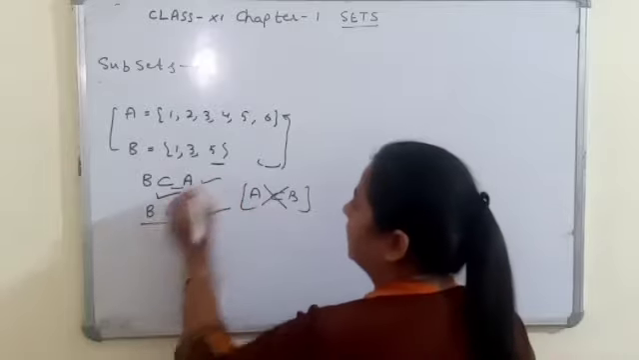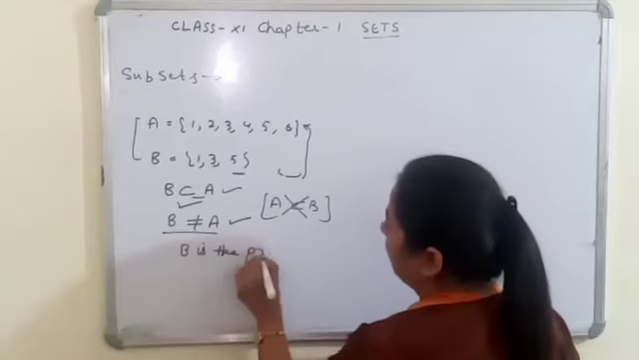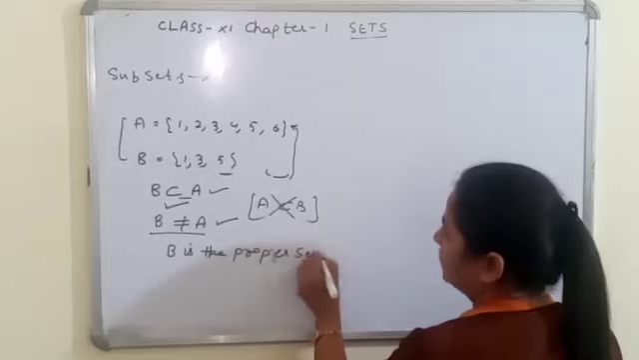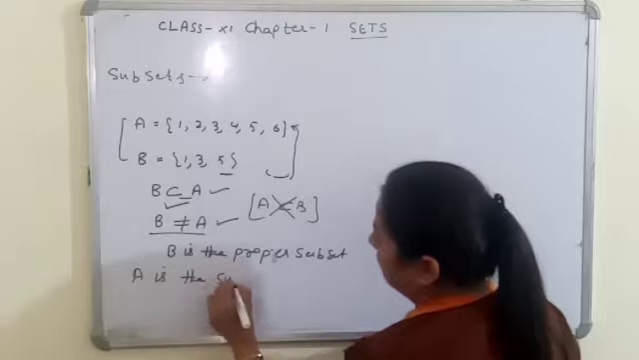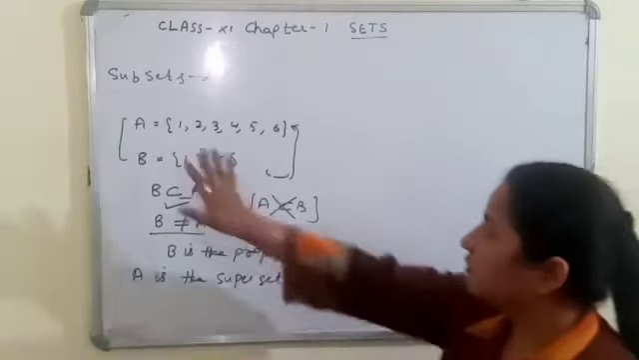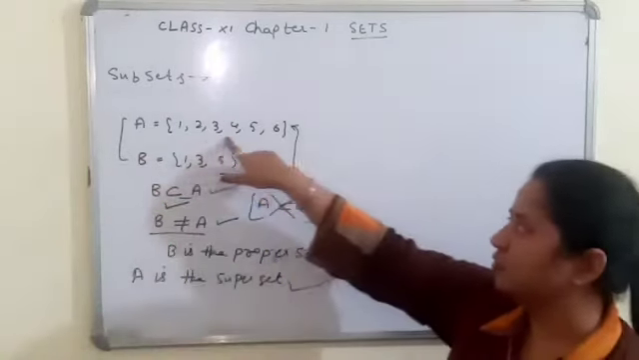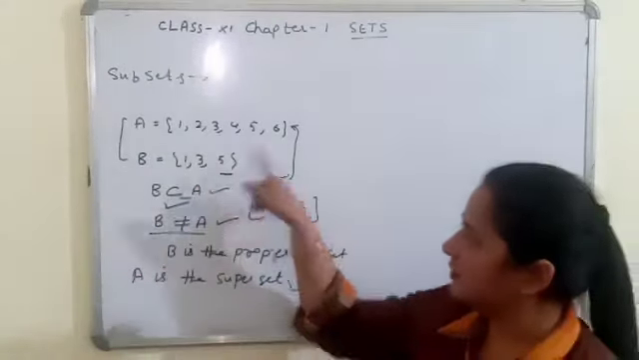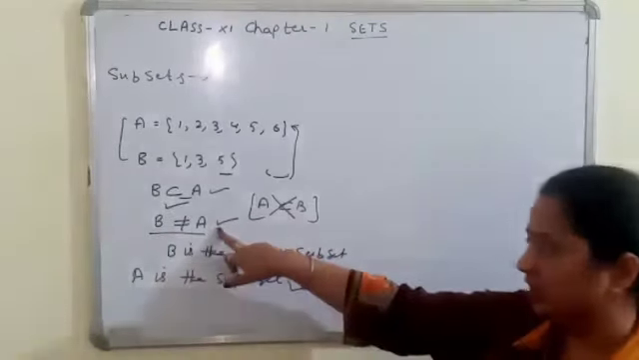So here set B is the proper subset and A is the superset. Again I am explaining it. Suppose we have two sets, set A with 6 elements, 1, 2, 3, 4, 5, 6, and set B with 3 elements, 1, 3 and 5. B is a subset of set A, and set B and set A are not equal.